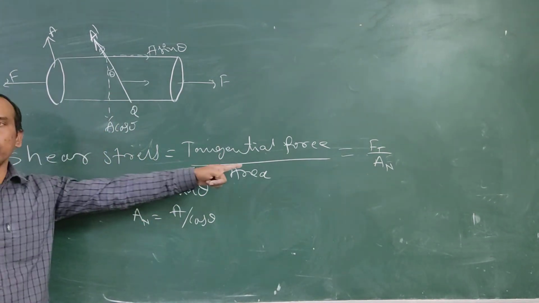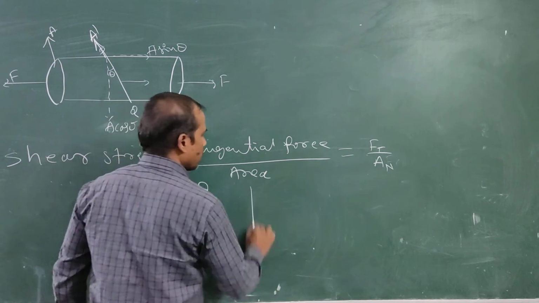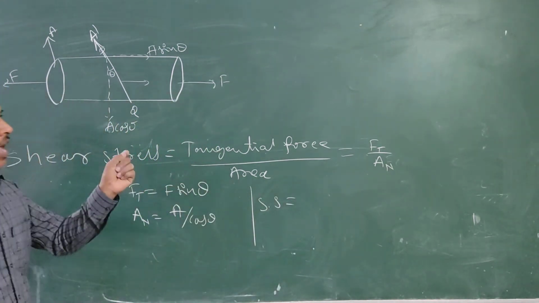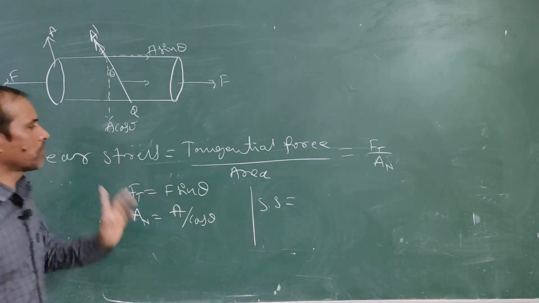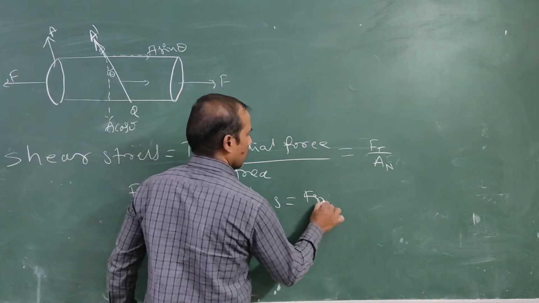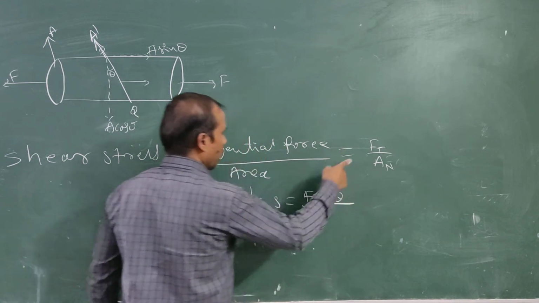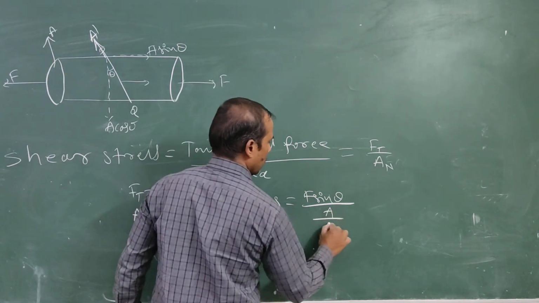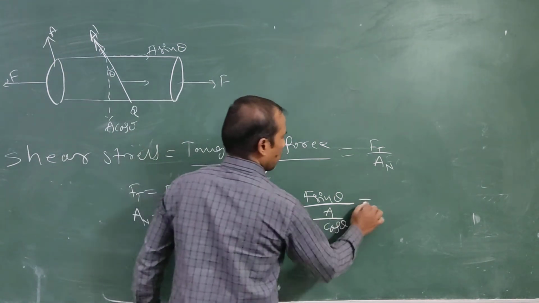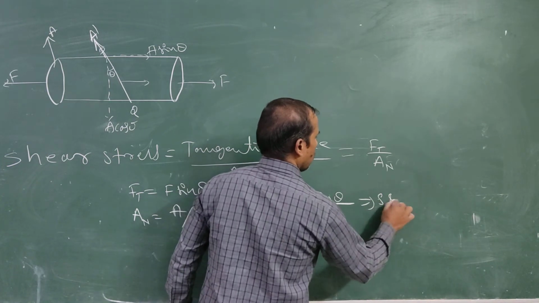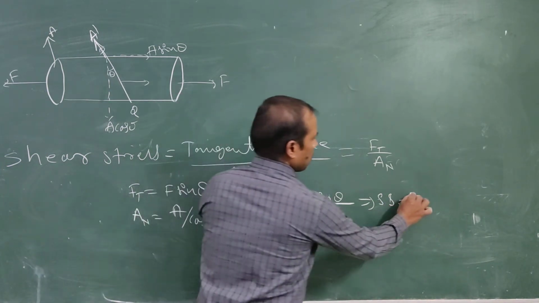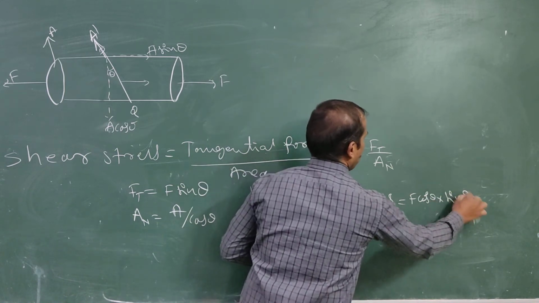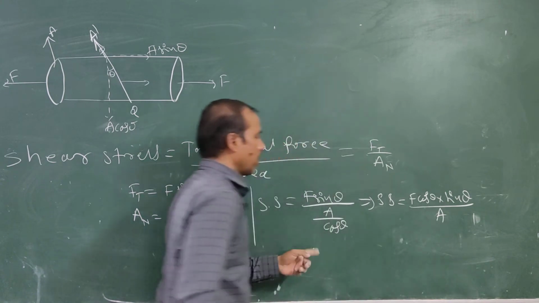Substitute these two there. Then shearing stress is equal to FT, where FT means tangential force, so F sin theta by area. Area is equal to A by cos theta. Now simplifying, shearing stress is equal to F cos theta into sin theta by area.